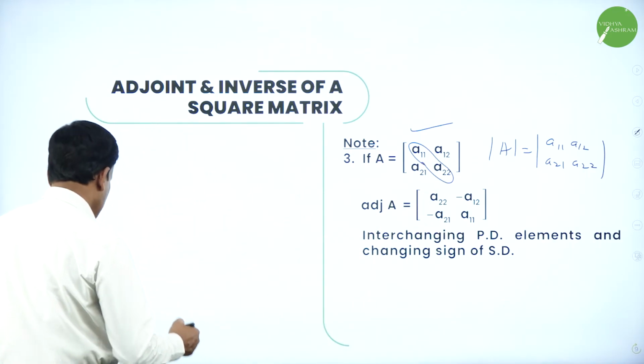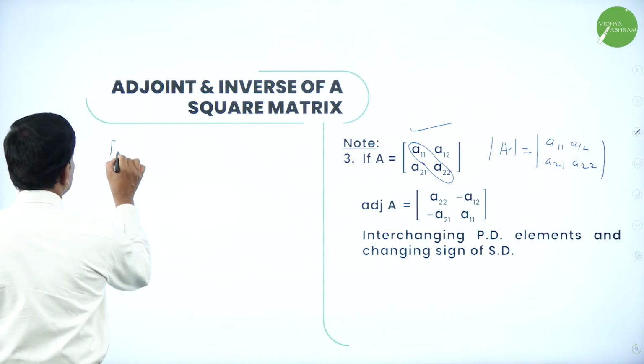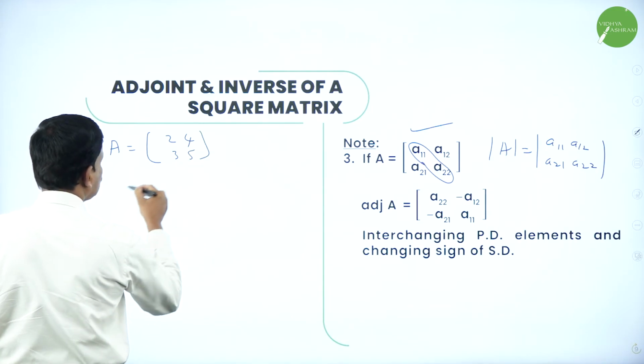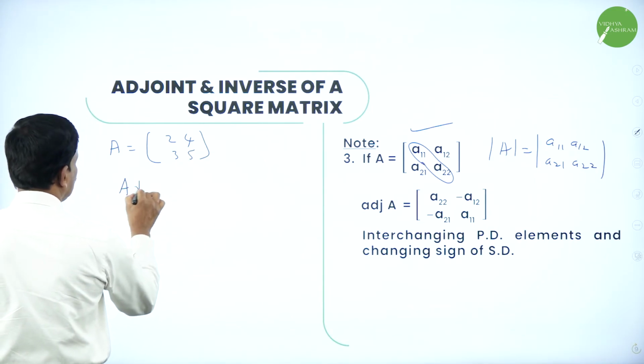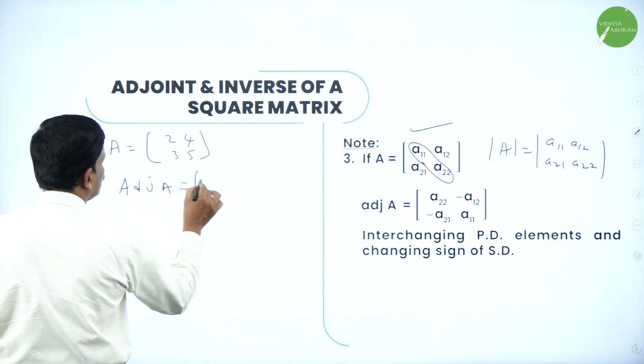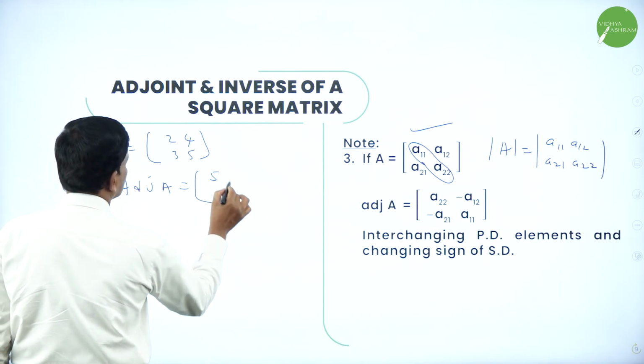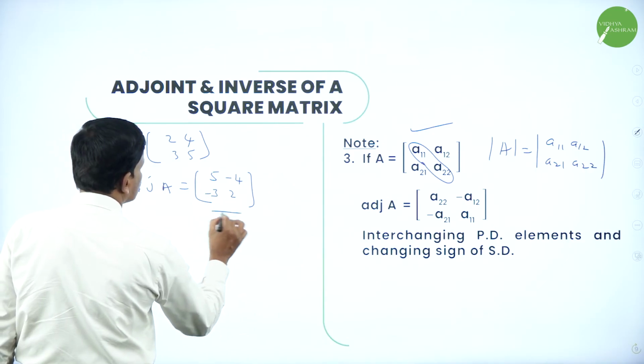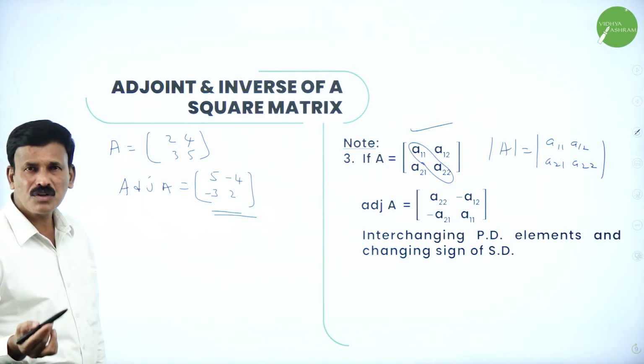Let me take an example. If A is equal to 2, 4, 3, 5, how do we write the adjoint right away? The adjoint of A is equal to 5, 2 on the diagonal, and the signs for the others change: minus 4 and minus 3. Simple way.